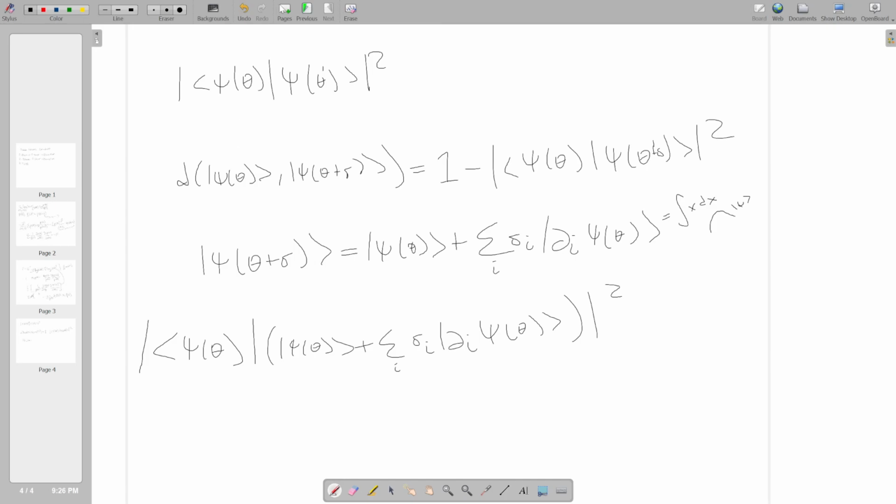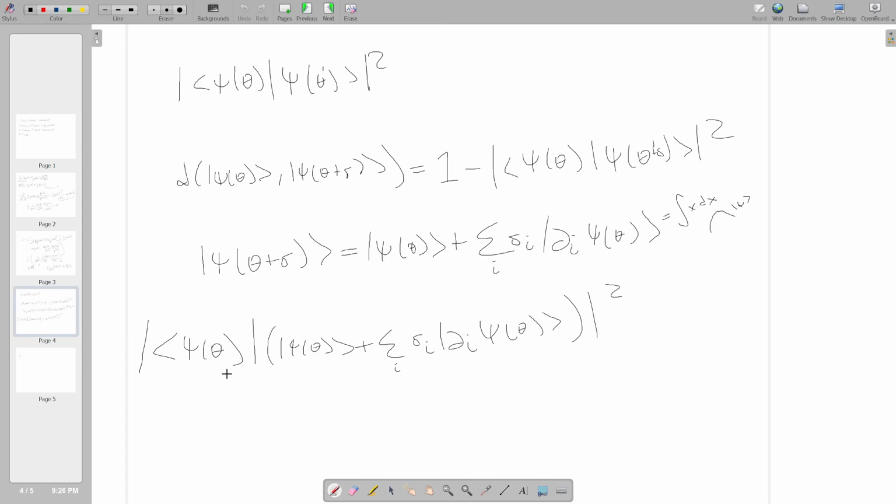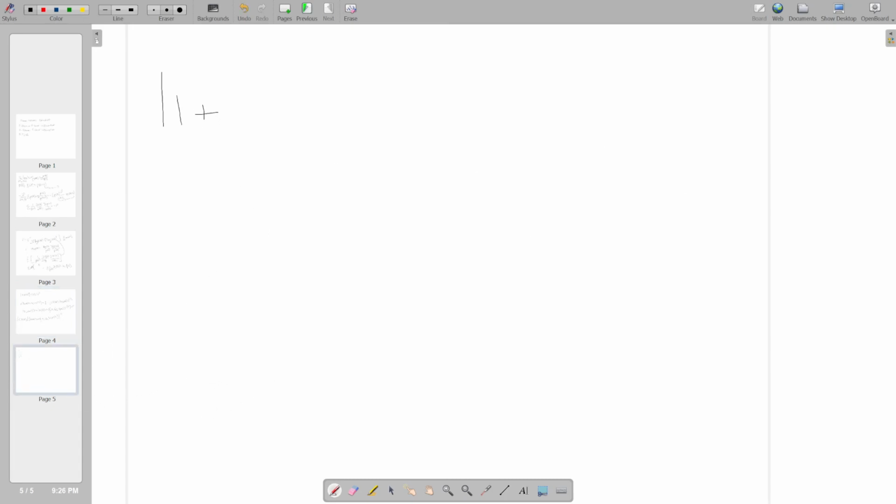All right, we can expand this out to be 1, because if you notice this, the inner product of something with itself is always 1, and then we have this sum, once again, where now we have this inner product here with the partial. So now this is our fidelity operation. So our distance in total would be this expression. So now we can simply expand this out.